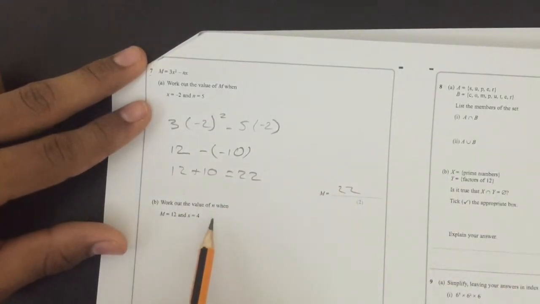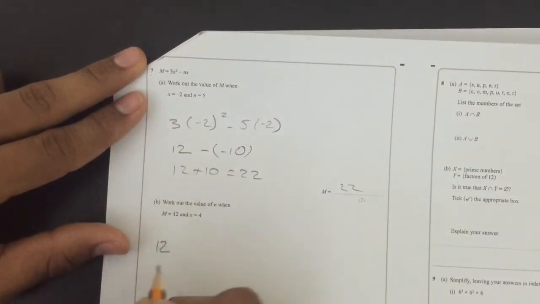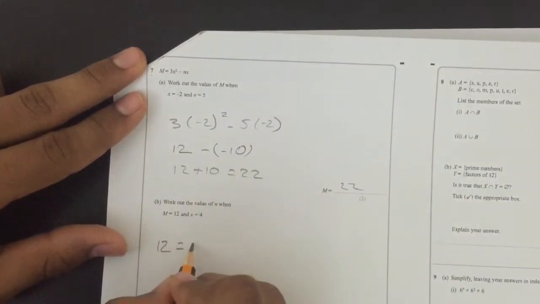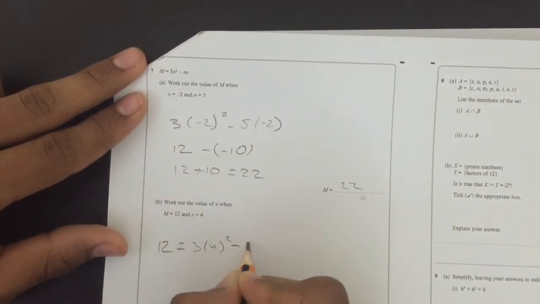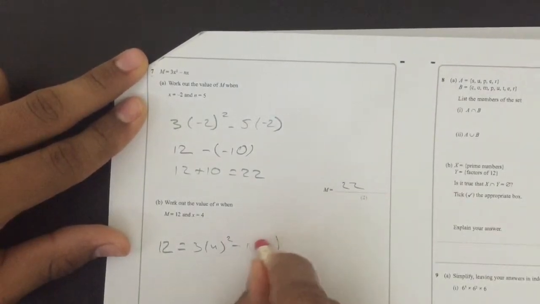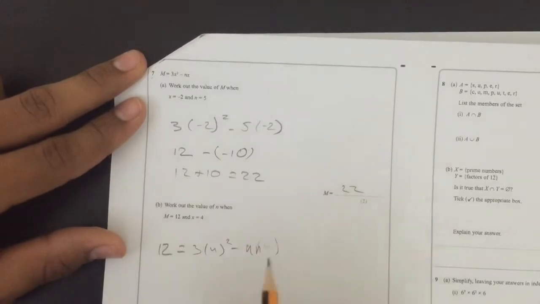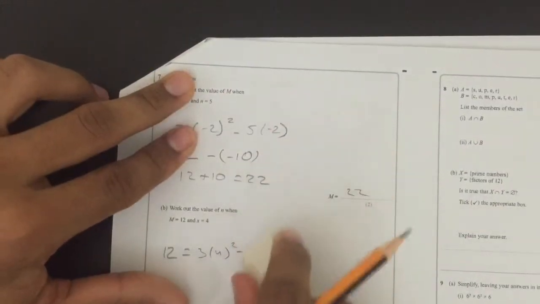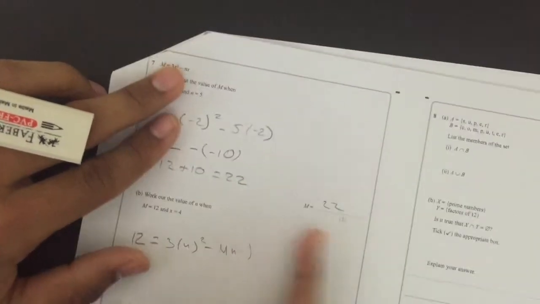Work out the value of n when m equals 12 and x equals 4. Again, simple. 12 equals 3 times 4 squared minus n. Sorry, I can write that differently. I can write that as minus 4n. I know that looks like nn. It's not. It's 4n.